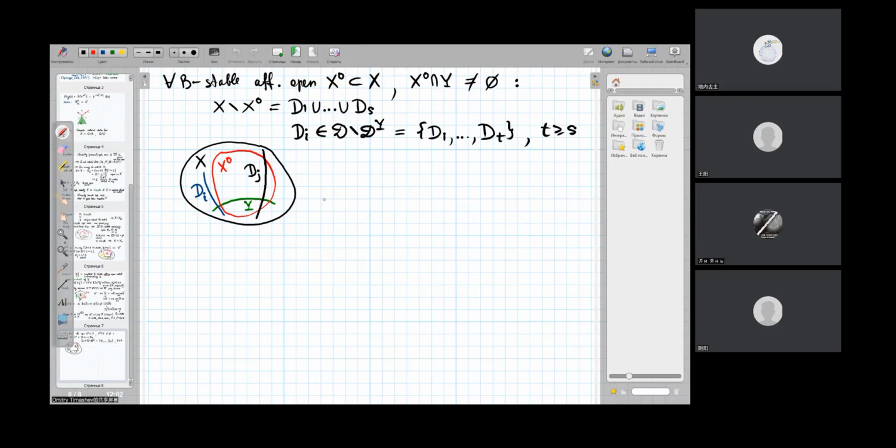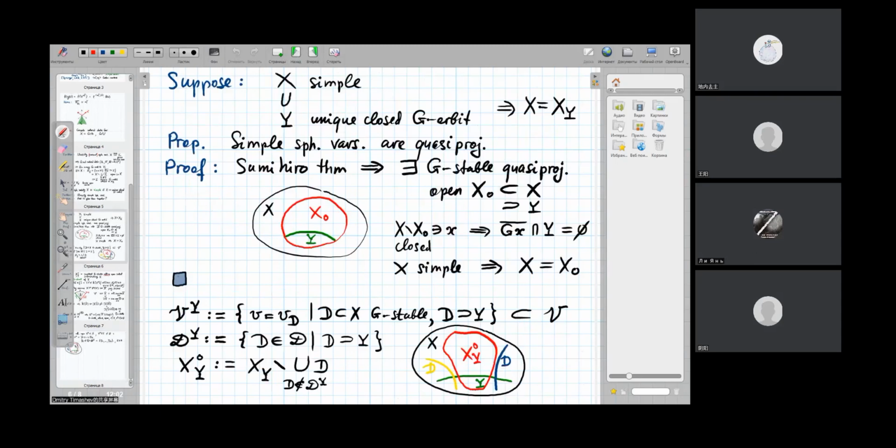On Wednesday we shall finish the proof of this lemma. Next we'll prove some more lemmas about this data, about these two subsets, V over Y and D over Y. And then we formulate and maybe prove in part the classification theorem on simple spherical varieties. Okay, this is the plan for the lecture on Wednesday.